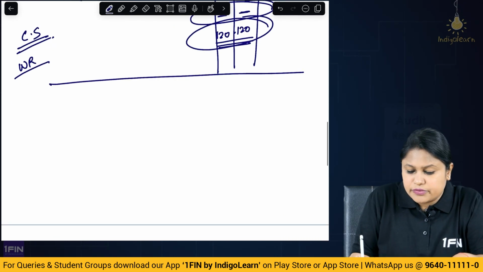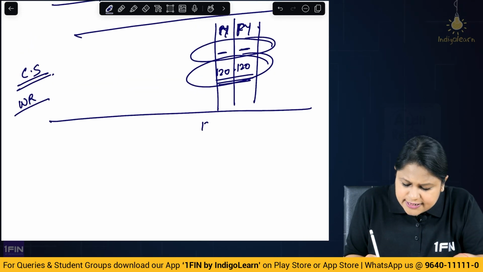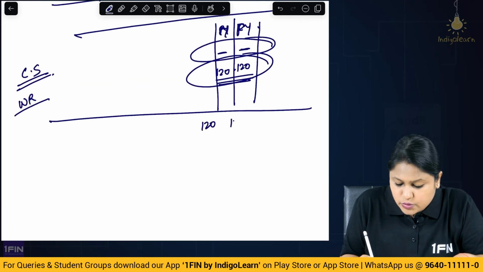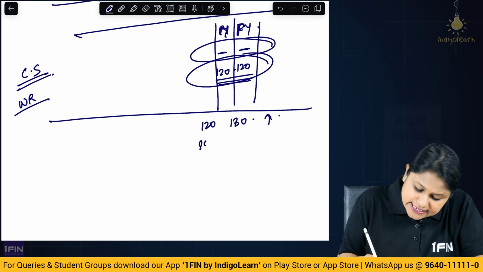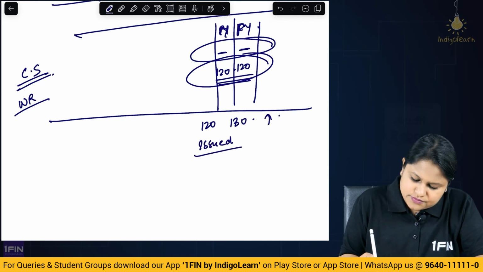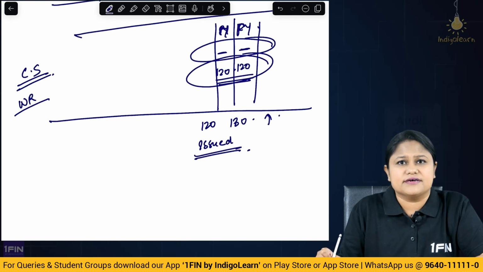However, the second scenario would be where the previous year it was 120, now it is 130. That means there has been an increase in the capital. That means there has been an issue. They have issued capital during the year.